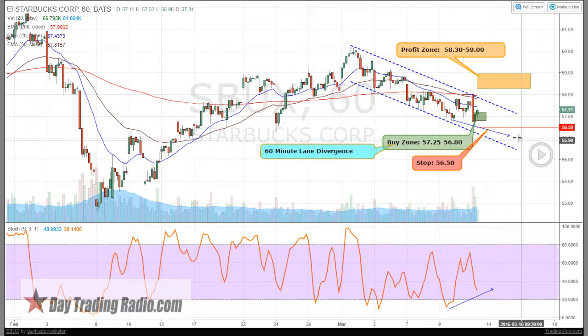Again, I stress the importance of any type of divergence in the market using the stochastic oscillator. That lane divergence is key. In this case, we had a perfect lane divergence. We put an order right in on Starbucks, and whenever we have a lane divergence, we were talking about it right here, we started to see this start to turn back up, even though we took out the lows.